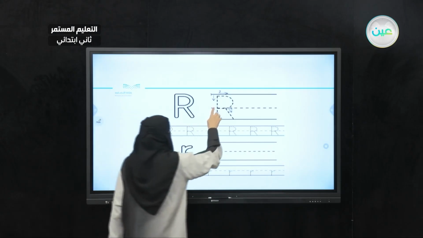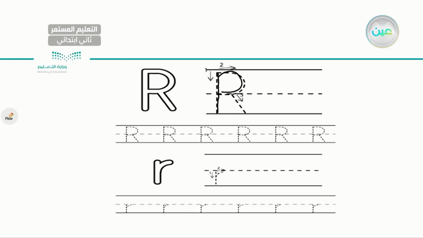Go ahead. R, capital R. Don't forget, go ahead and follow the arrow and make sure you are writing between these specific lines. R. Ring, rabbit, ruler, rainbow. Very good. Now let's go ahead and write the small r. R. Rain, robot, and so on. Very good, my dear student.